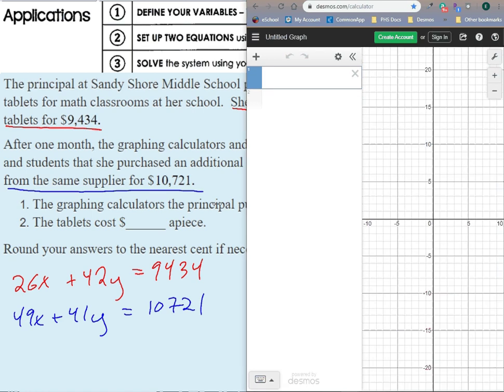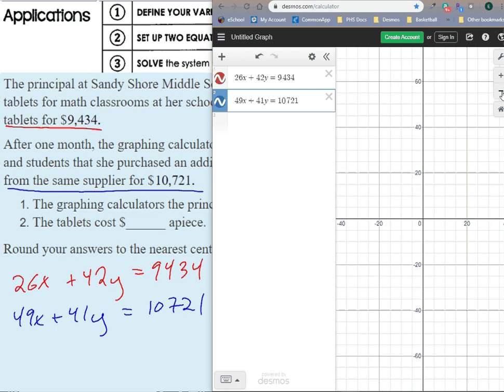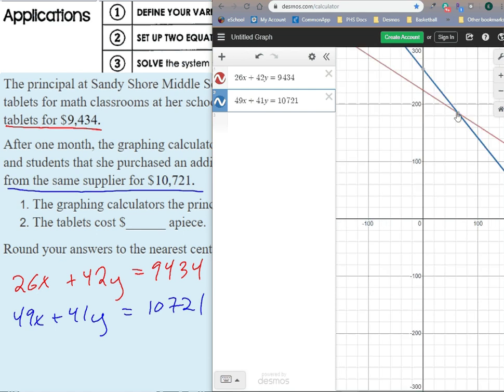So I'll just type those equations in. Don't have to solve them for y. 26x plus 42y equals 9434. And 49x plus 41y equals 10,721. Okay, and so I don't see it on the graph, which means I need to probably zoom out a whole bunch. Right, so if I zoom out, eventually I can see that intersection.